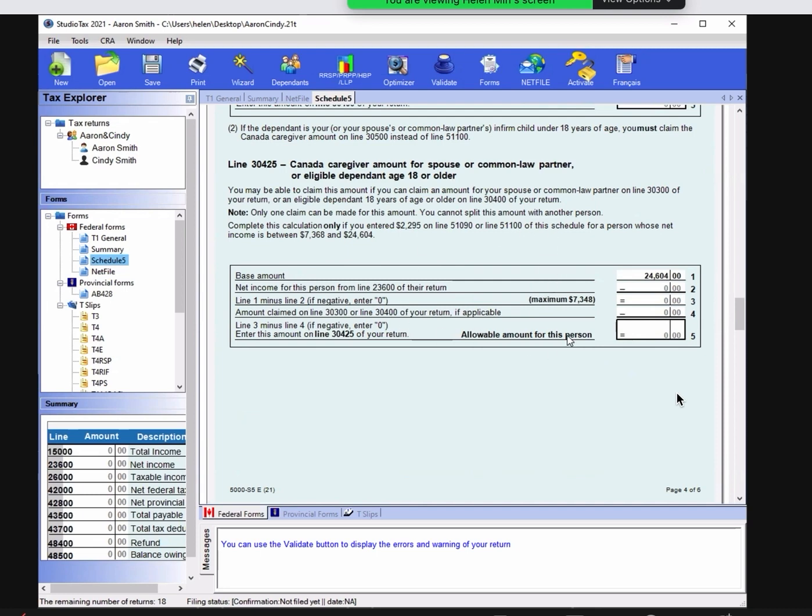Yes, because it's for an eligible dependent age 18 or older. So her father is an eligible dependent? No, because he has a spousal amount claimed. So she cannot fill this amount. She cannot fill this part.